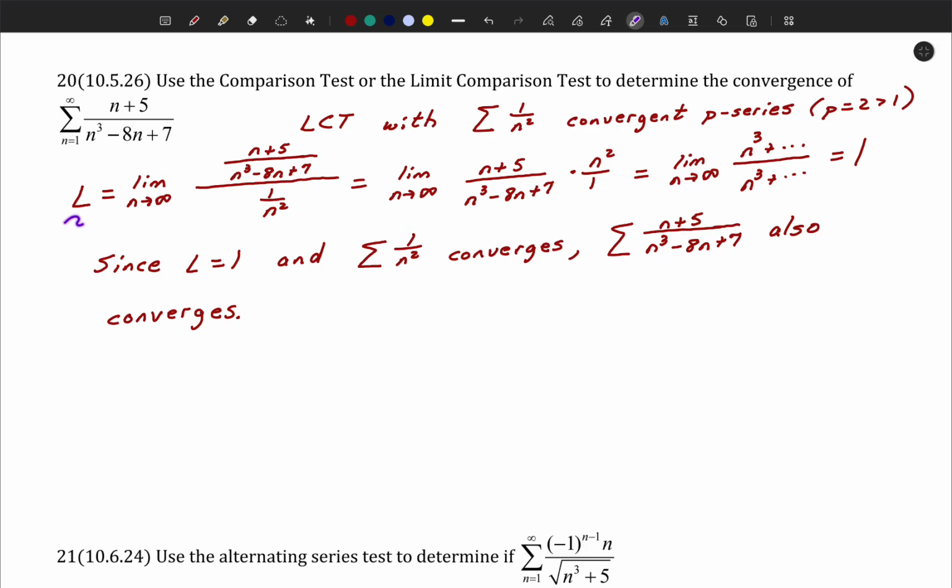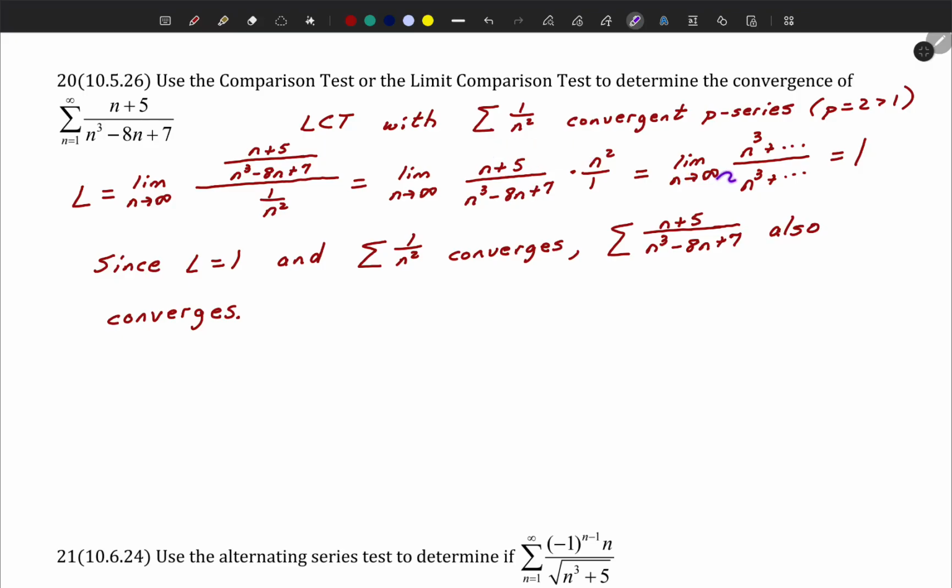So I'll say, okay, let's let L equal the limit as n approaches infinity of the general term of the series I'm trying to prove something about divided by the general term of the series I already know something about. And when I do that, that's going to give me the limit as n approaches infinity. Here's the series in question. If you're dividing by a fraction, you're multiplying by that fraction's reciprocal. So I say times n squared over 1. Now, the nice thing about that n squared, of course, would go through and it would distribute into this numerator.